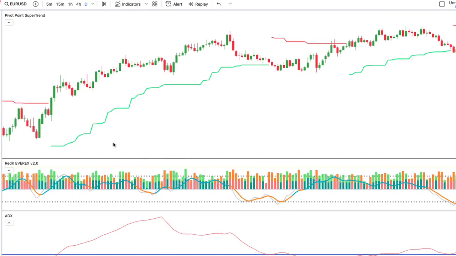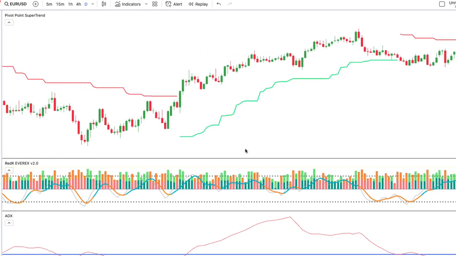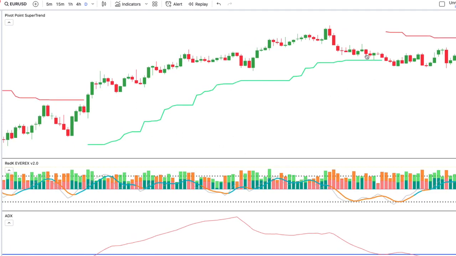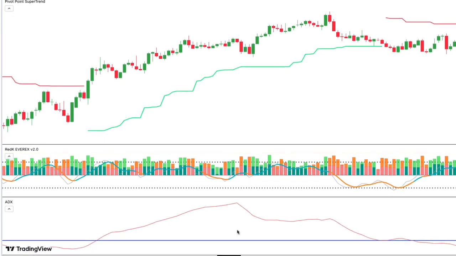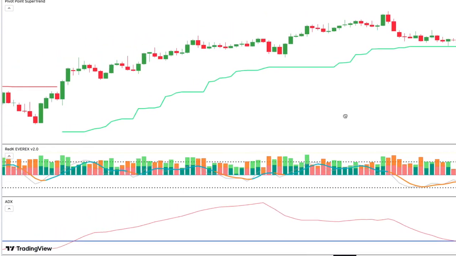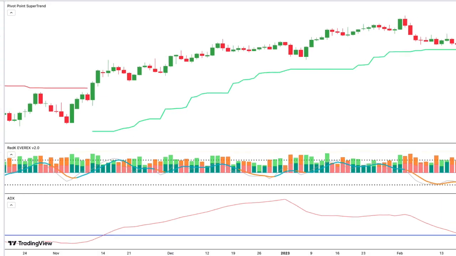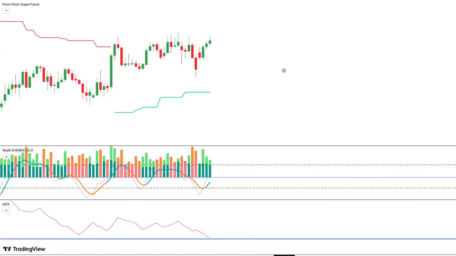Now, let's take a look at how we will be combining the indicators. We will be combining the indicators by first using the Pivot Point Super Trend in order to identify the longer-term trend. Next, we will be using the red K/X indicator to identify an exact entry point and confirm it. Finally, in order to validate the entry and see if there is enough volatility in the market, we will be using the ADX indicator. Now, let's take a look at how such an entry can be made.